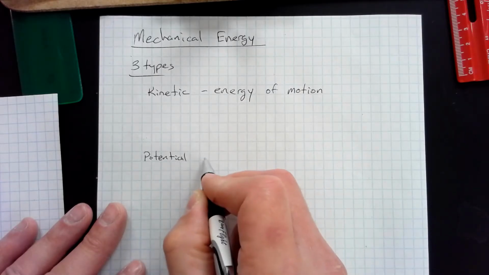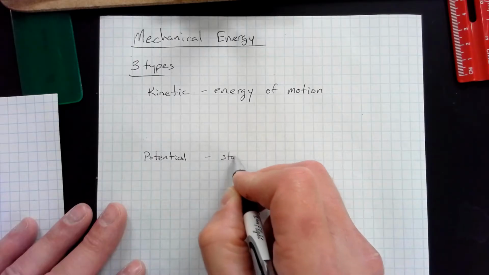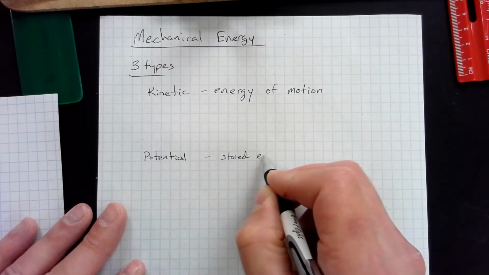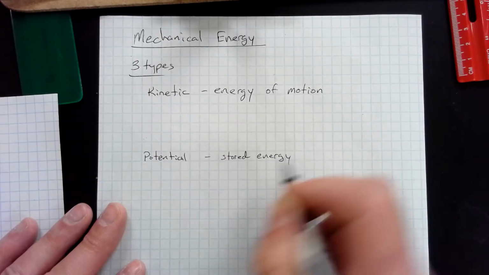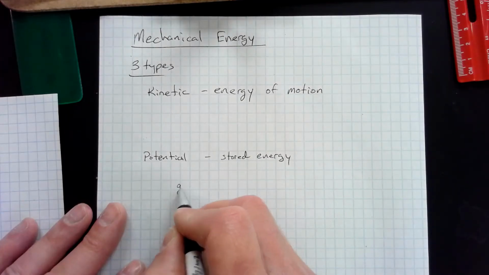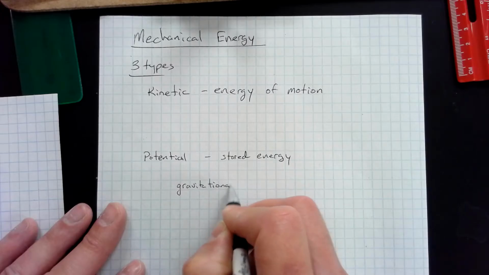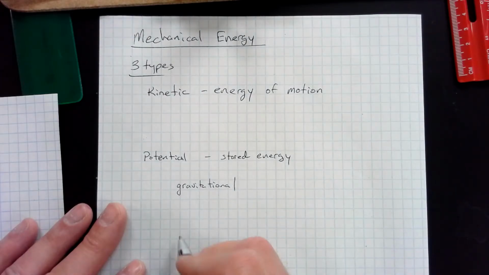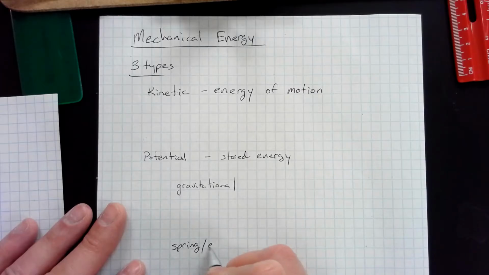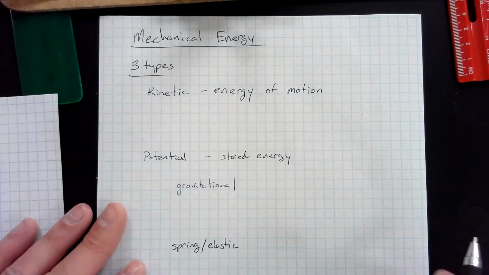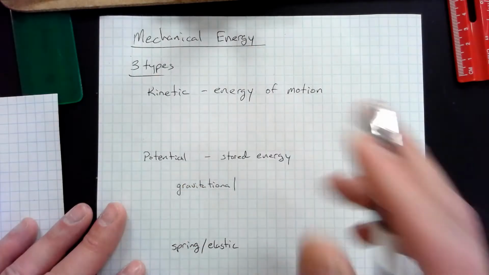Potential energy, and this is stored energy. And there are two types of stored energy. We are going to have gravitational, and we're going to have spring or elastic energy. Okay, so kinetic energy is related to the speed of an object.